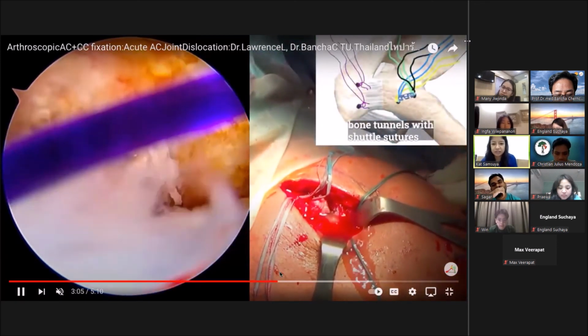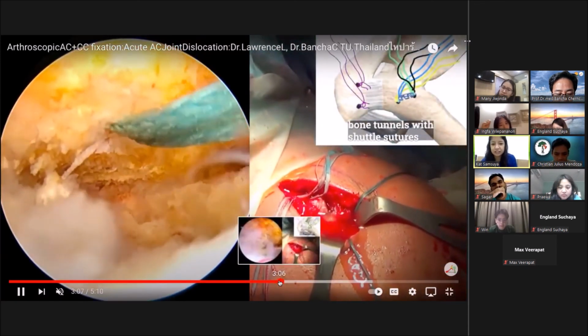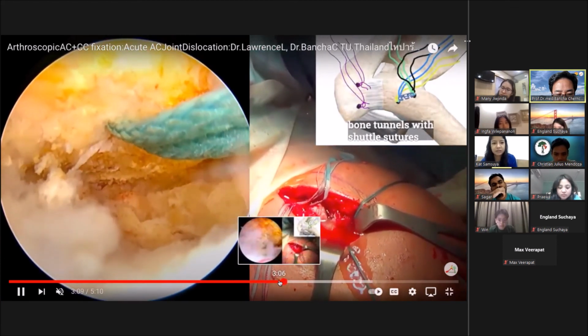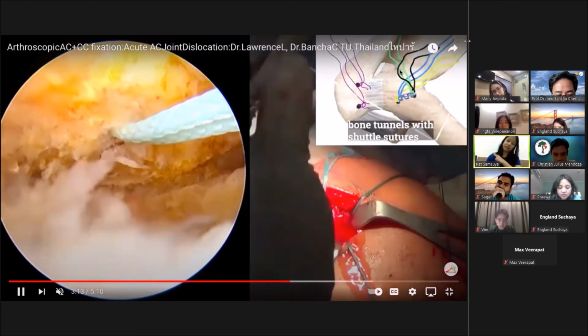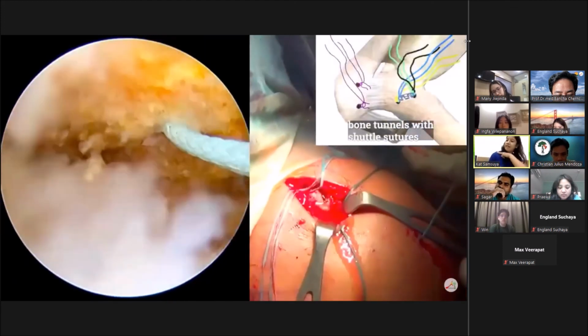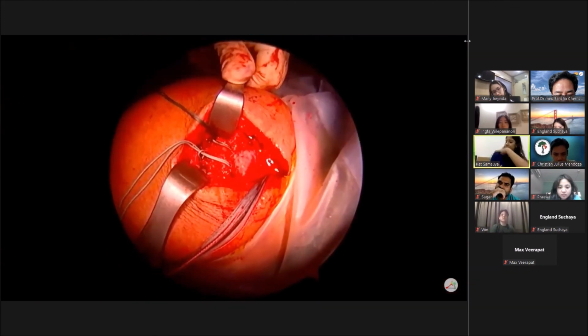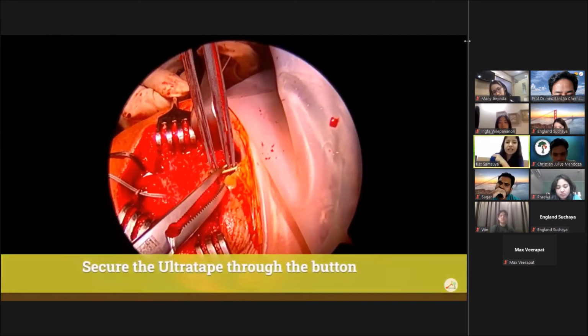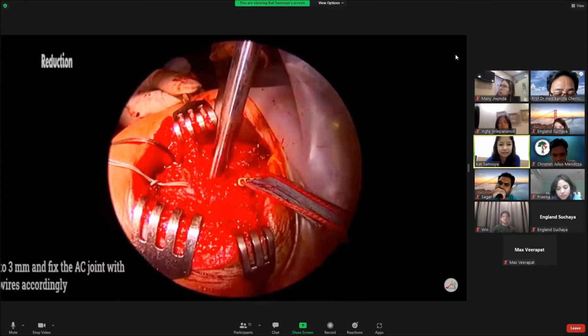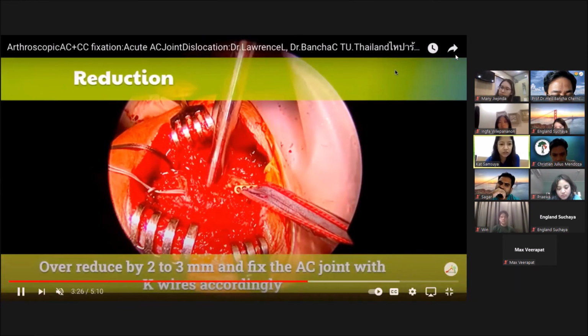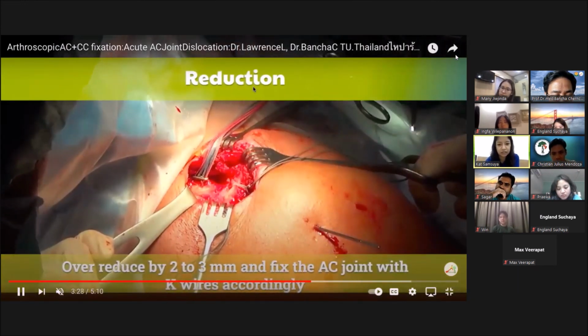I'm not sure if there's an illustration for that. Yeah, that's one. But basically, from here, from the distal clavicle, we pass it underneath the acromion to mimic the AC ligament and reduce the AC joint, and then fix it also with the K wires.